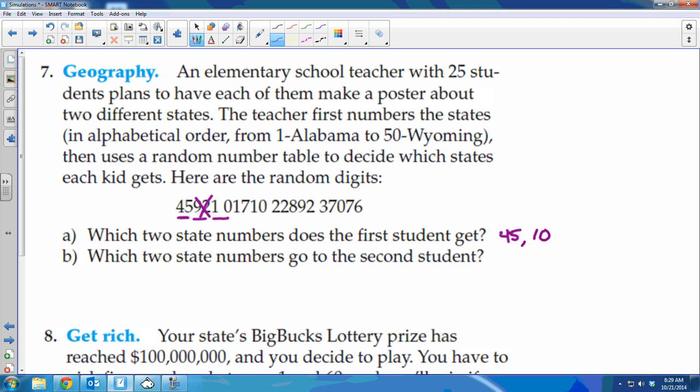Okay? Which two state numbers go to the second student? So you pick up where you left off, right? So does 17 correspond to a state number? So 17. The next number is 10. We already used 10, right? And it says that each student is getting two different states, so we're going to have to skip over 10. And the next one is 22.